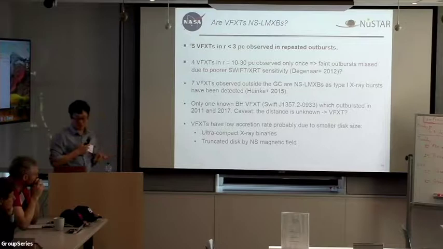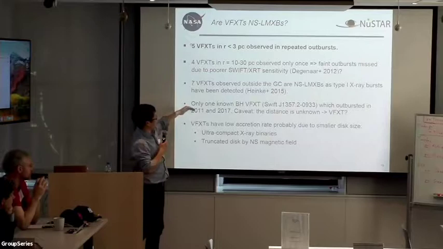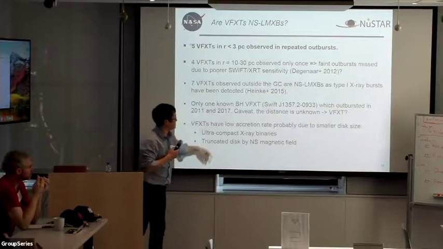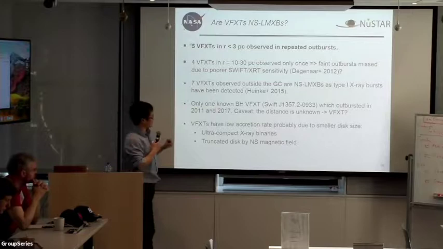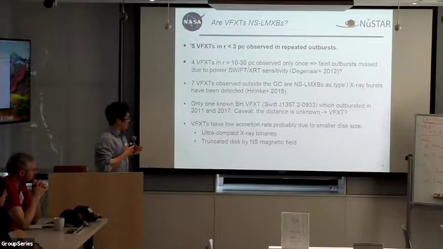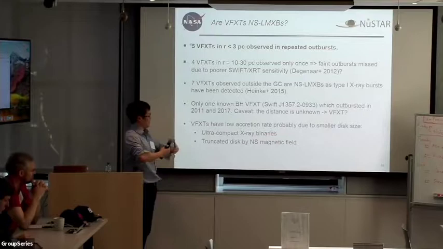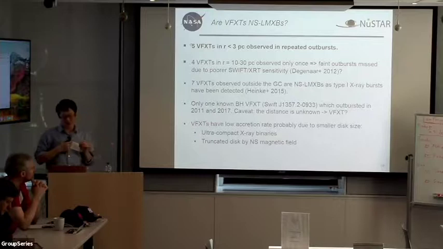If you look at the local VFXTs, 7 of them have been identified as neutron star MXBs. There is 1 known black hole VFXT, which outbursted twice, but there's 1 caveat: the distance is unknown, so if you use a larger distance, it may not be a VFXT. Others have speculated VFXTs have a lower accretion rate, which is why the X-ray burst luminosity is lower, due to the smaller accretion disk size. One path is that they are ultracompact X-ray binaries, or if it's a neutron star system, a strong magnetic field can truncate the disk like a propeller effect, and then the accretion rate goes down. So combining all this information, VFXTs are probably neutron star MXBs, in my opinion.